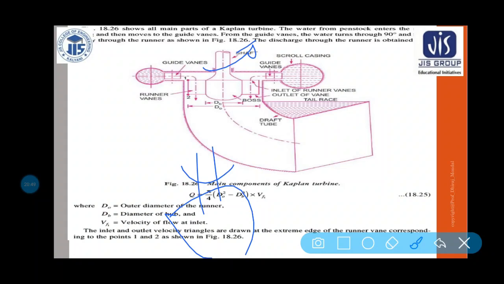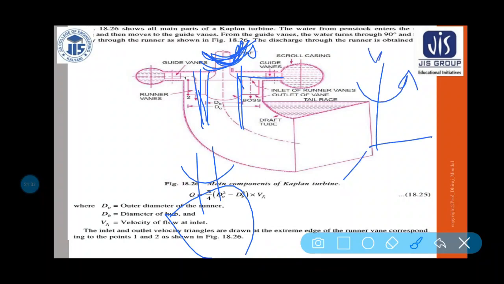Okay. Now what happened? The water is coming here and entering like this, and the shaft is rotating like this. So the shaft is rotating about the y-axis, and the water is flowing along the y-axis. Water is flowing, and as a result the shaft is rotating.